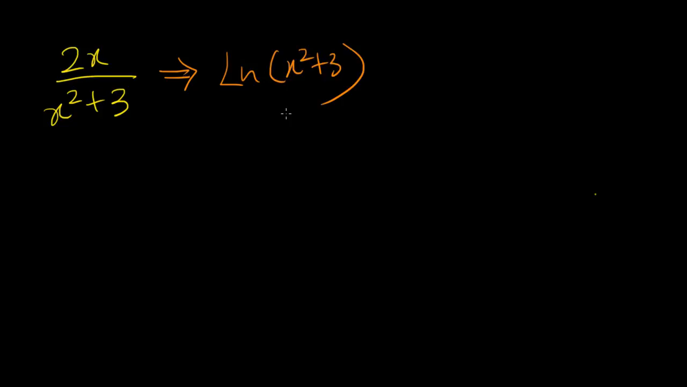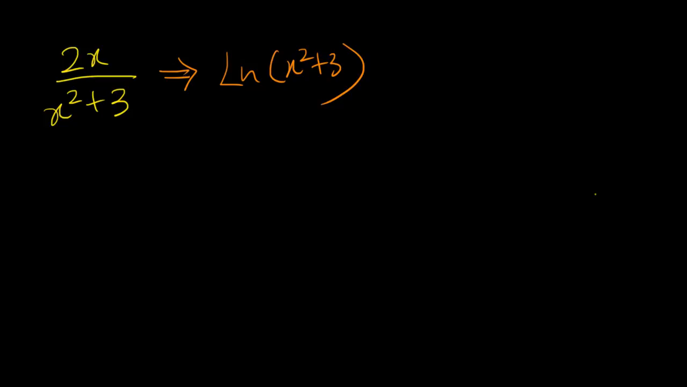Alright, let's try a question here. So where's that question I keep here? Alright, it's here. For example, the question is 2x over x squared plus 3. So if you differentiate this whole denominator, you'll get 2x. So the answer would be ln of x squared plus 3, as simple as that.